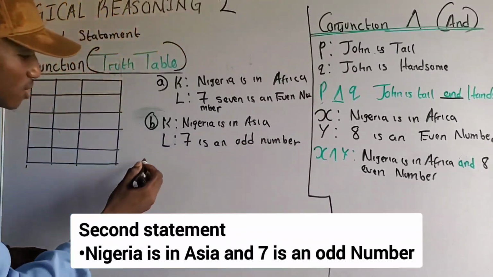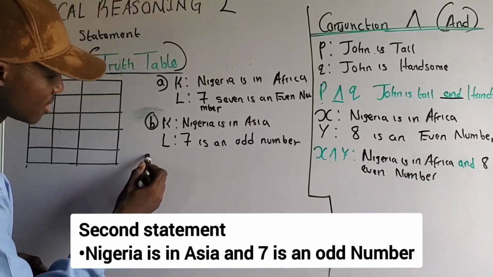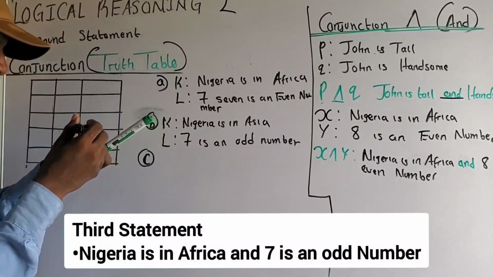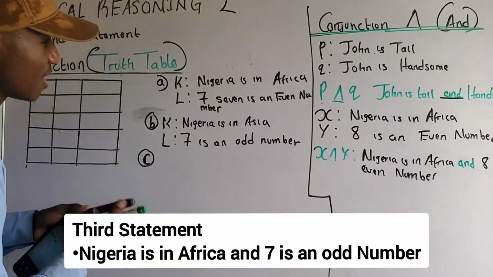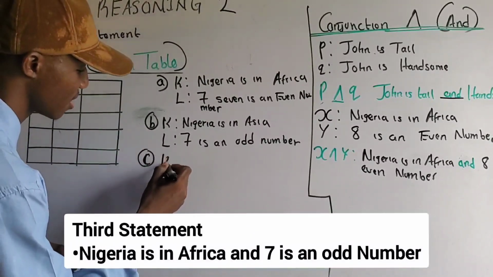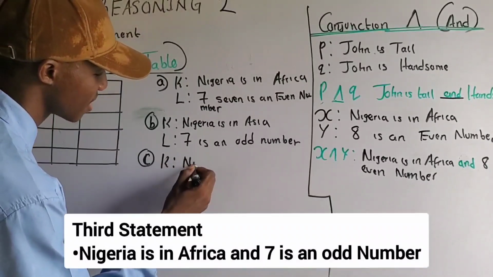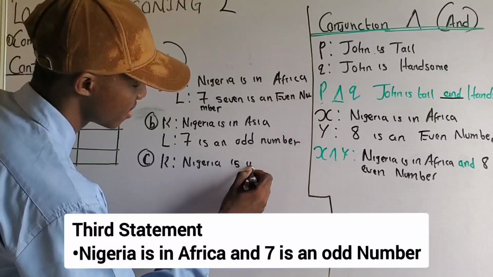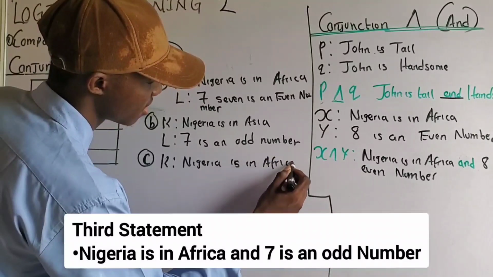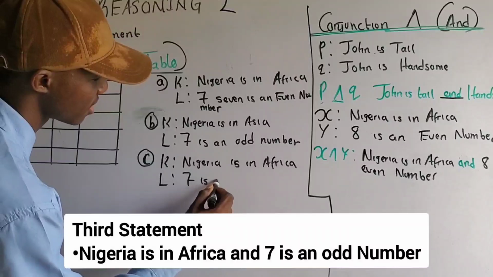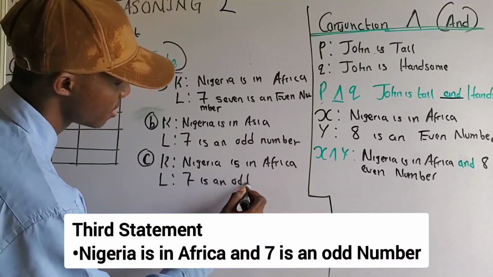Now let's look at the third statement, statement C. We have Nigeria is in Africa and 7 is an odd number. K represents Nigeria is in Africa, and L represents 7 is an odd number.